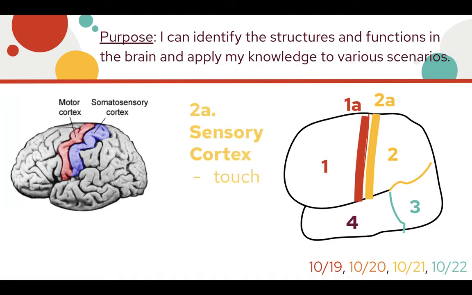So let's look at the somatosensory cortex, which again just has to do with touch. And this is located on the very front of the parietal lobe.